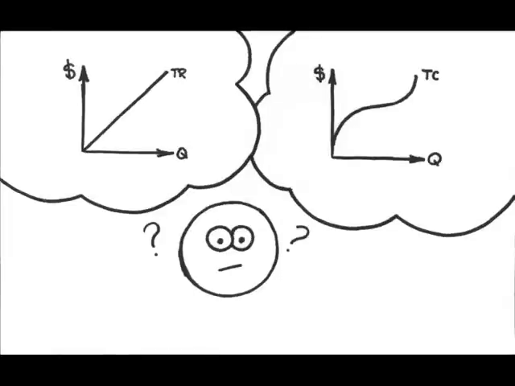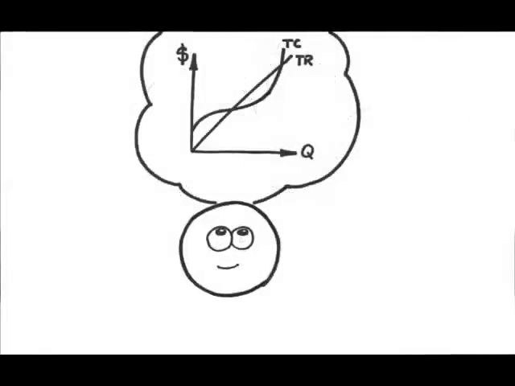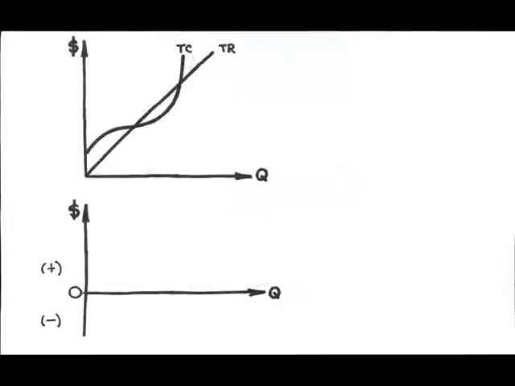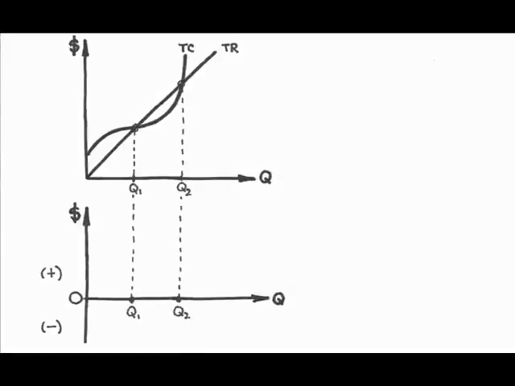Remember that profit is the combined effect of total revenue and total cost. This still doesn't show profit directly, but it does give us the information needed to figure out what profit's going to look like. For example, at output levels Q1 and Q2, what's the profit? At both of these output levels, the total revenue is exactly equal to the total cost, so the profit's 0.